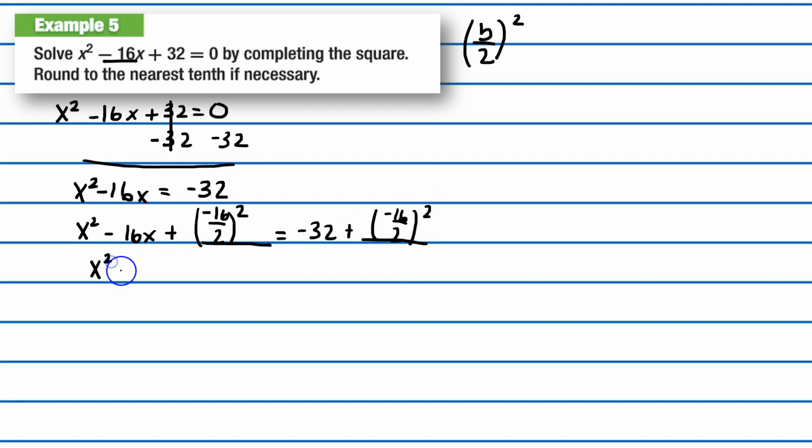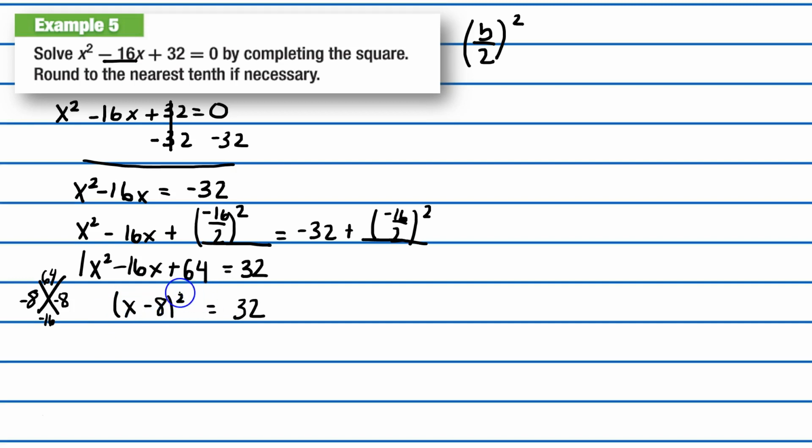Alright, so then we're going to get x squared minus 16x plus, and this will give us negative 8, and it's going to be squared, which will give us 64, which is equal to negative 32 plus 64. But we're not done here. I want to simplify this. So that'll give us 64 here, and then negative 16 here. I know I'm going to have negative 8 on both sides. So I'm going to have x minus 8 squared, which is equal to 32. I'm just rewriting it as factored.